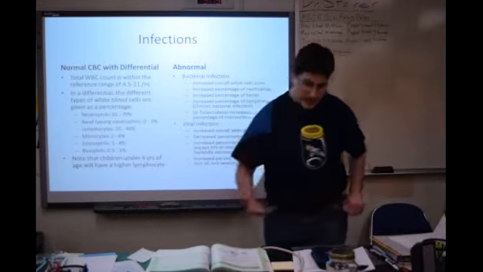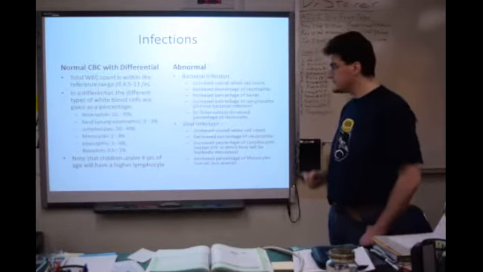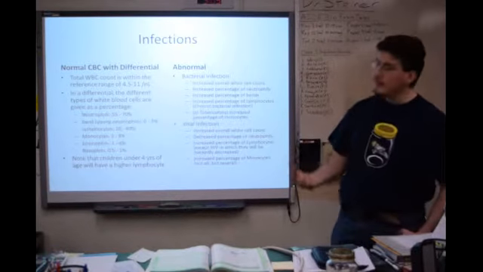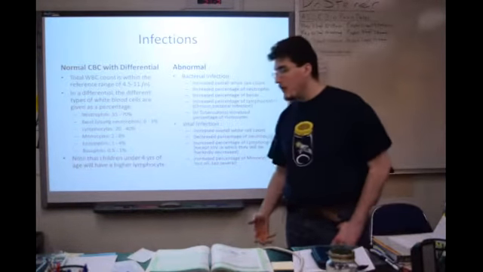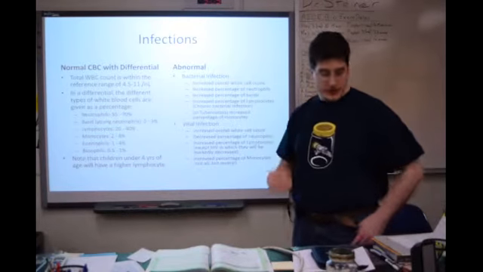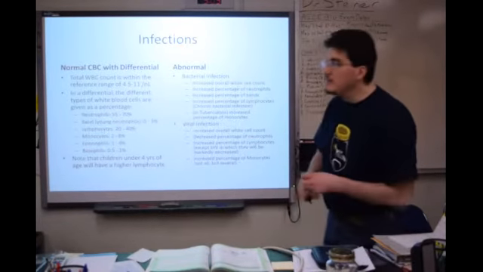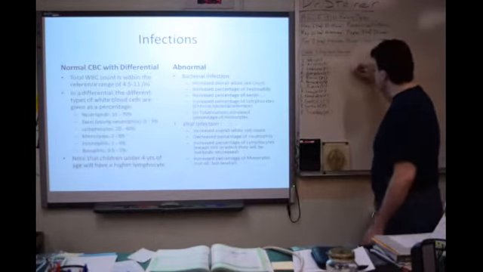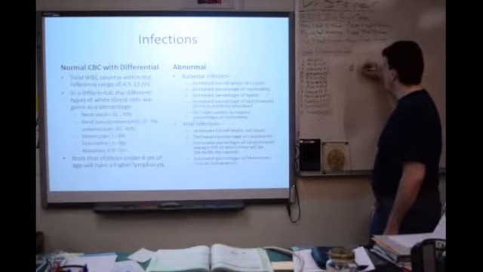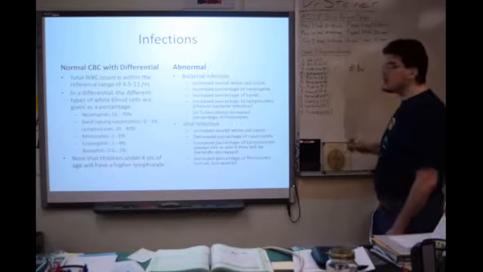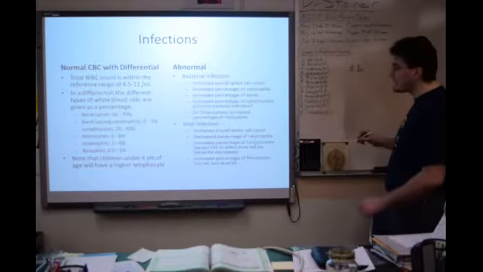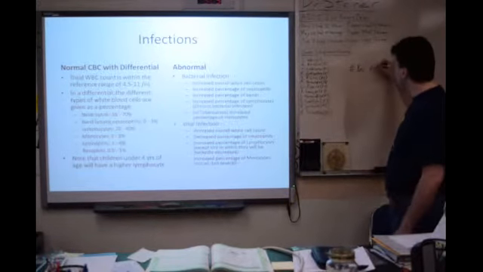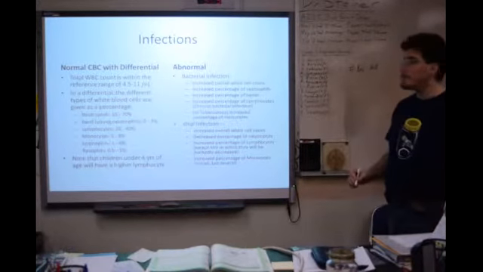In a viral infection, you will also have an increased overall white cell count. The percentage of neutrophils will decrease. The reason the percentage of neutrophils decreases is that the absolute number of neutrophils will actually remain stable. They will remain the same. No change. There will be no change in the absolute number.